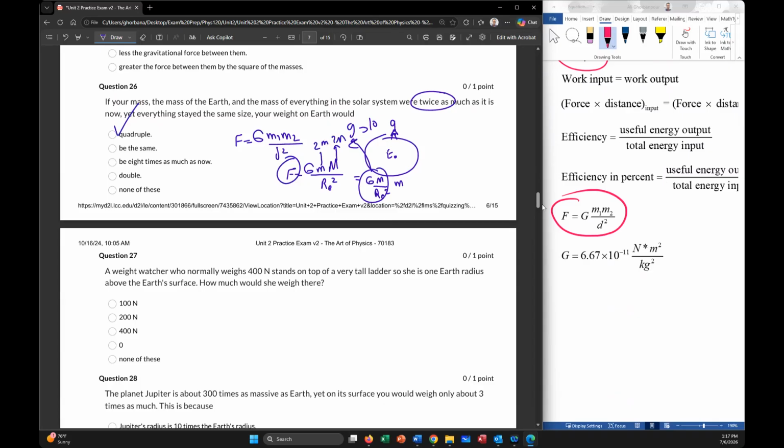Because not only is your mass changing, the mass of the Earth is changing as well. Your mass is doubled, the mass of the Earth is doubled. Mass times another mass gives the force of gravity, and the force of gravity is exactly your weight. The mass of the Earth is doubled and your mass is doubled as well, and then the weight of the entire thing is going to be quadruple. Good?